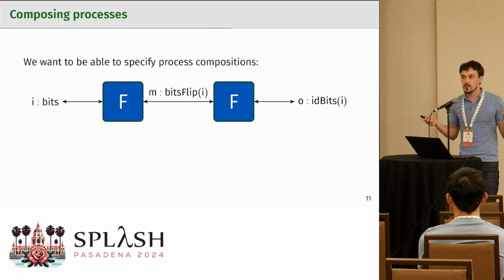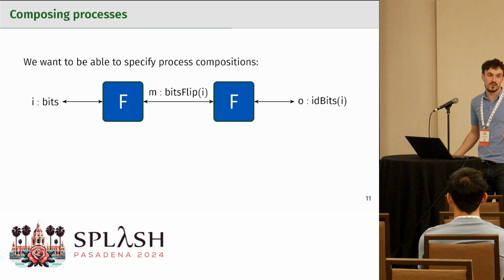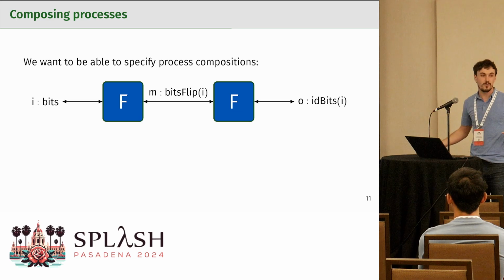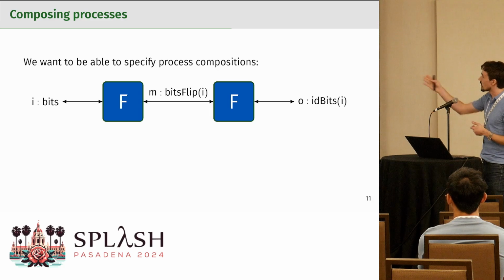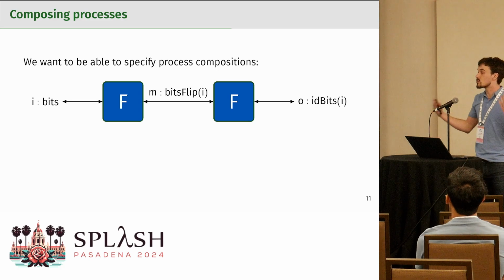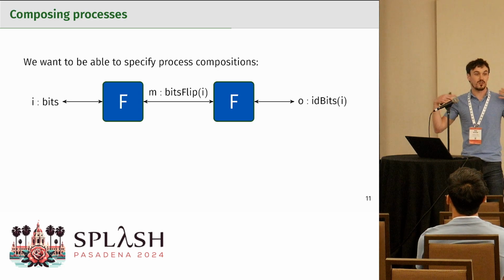Now, one of the things we were after is a compositional system. So how can we reason about process compositions? A natural thing we might want to do is chain 2 bit flipping processes together. Here I have a bit flipping process on the left. It's a client of a channel I, and it's going to be a server for some channel M that satisfies bits flip I.